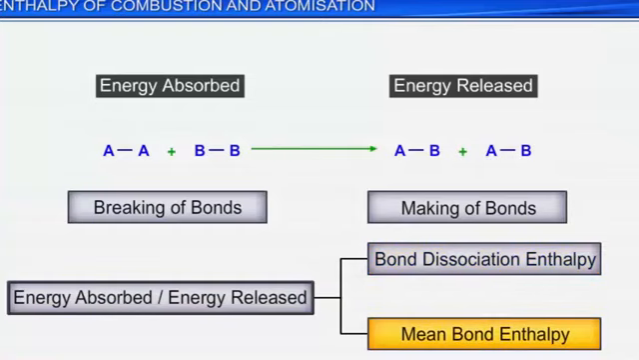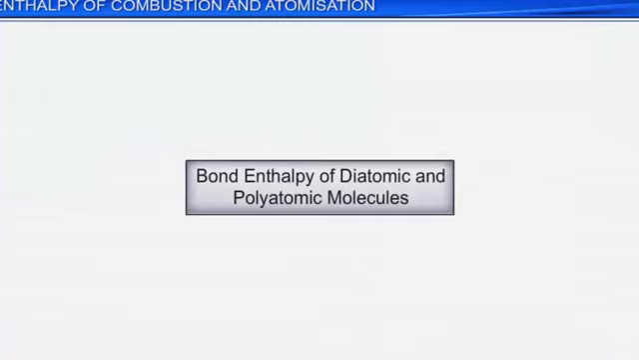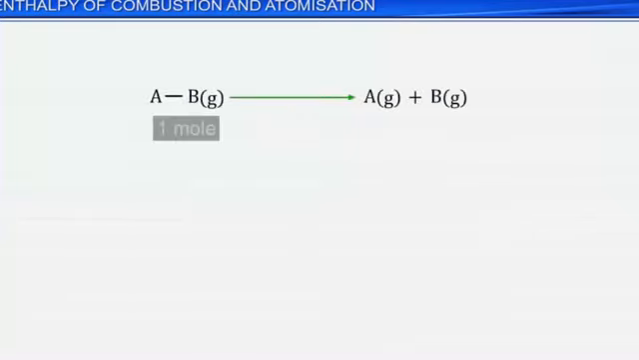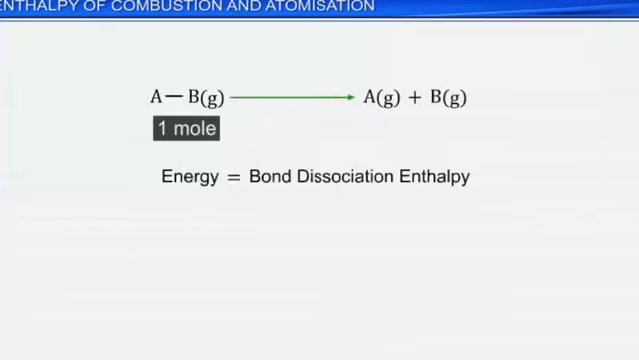Let us try to understand these terms with reference to diatomic and polyatomic molecules. In case of diatomic molecules, bond dissociation enthalpy is the change in enthalpy when 1 mole of covalent bonds of a gaseous covalent compound is broken to form products in the gas phase. For example, 435.5 kilojoules per mole of energy is required to dissociate 1 mole of hydrogen gas into hydrogen atoms.